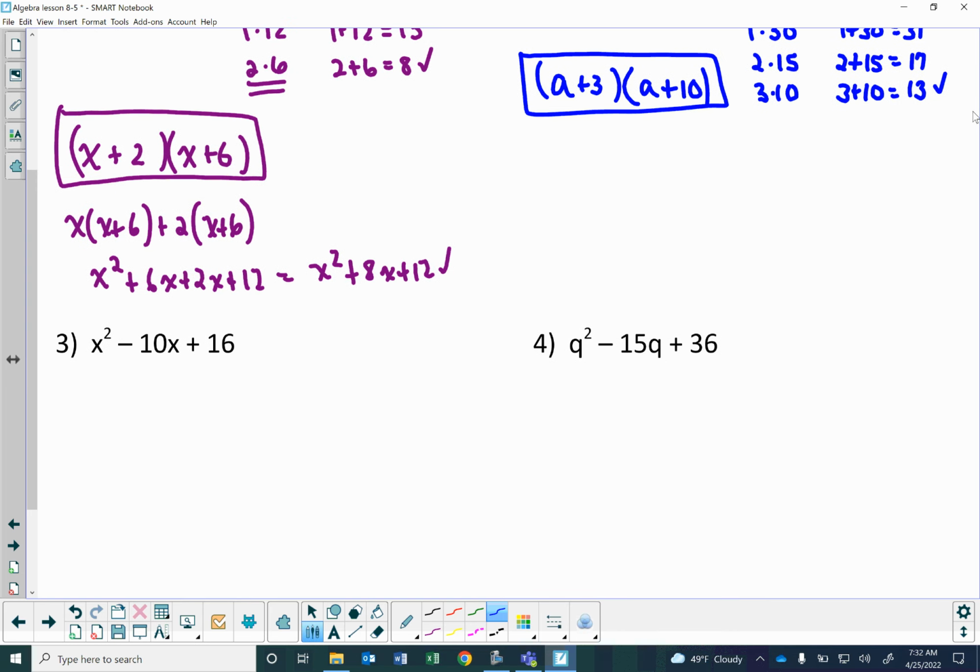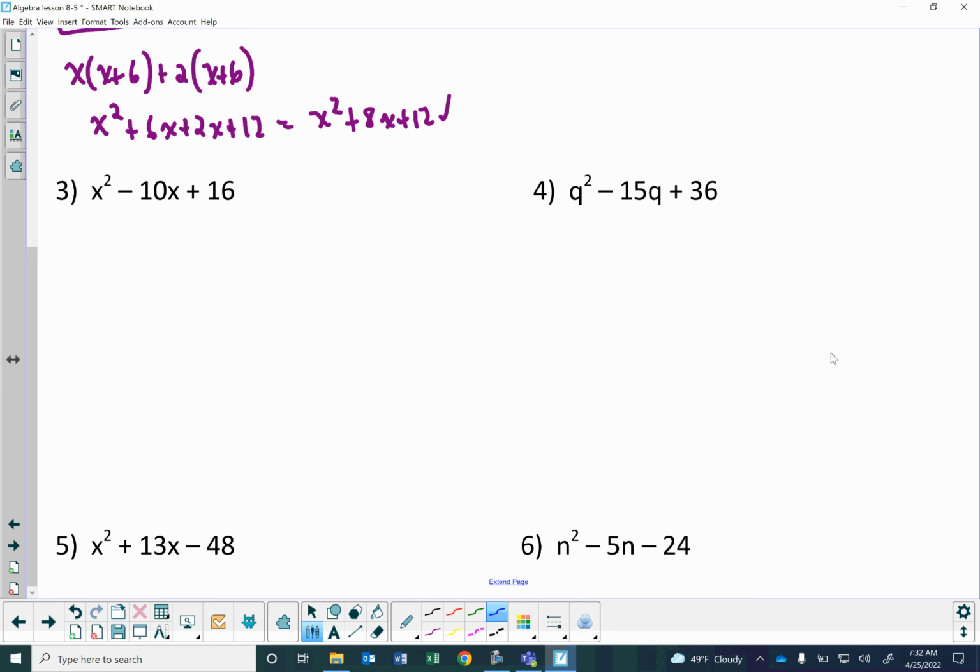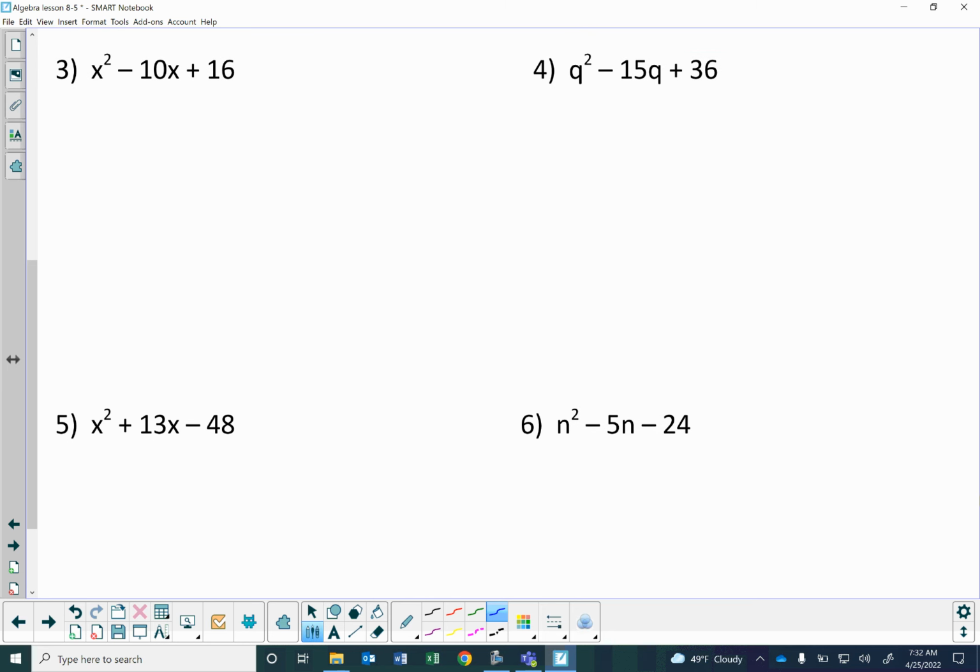Now we have to start paying attention to signs, because if we look at this next problem, we have x squared minus 10x plus 16, which means I need a product of positive 16, but a sum of negative 10. Okay. The only way I can get a positive product and a negative sum is if both of my factors have to be negative, because a negative times a negative is a positive, and a negative plus a negative stays negative. Okay, so now I know that both of my factors have to be negative.